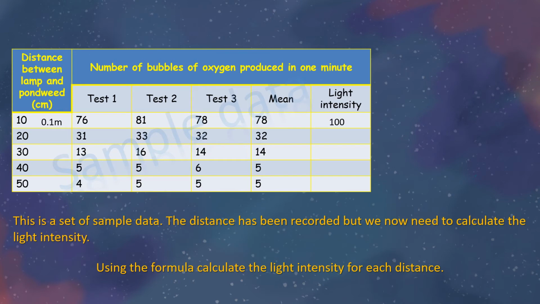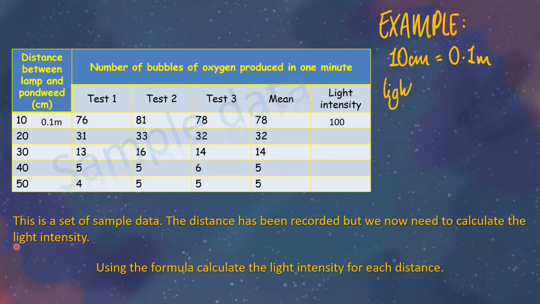Okay, so we have some sample data here. The distance has been recorded, but we now need to calculate the light intensity. So using the formula, we're going to calculate the light intensity for each distance. Now I've done the first one for you, and this is how I did it. So 10 centimeters is 0.1 meters. So when you're doing light intensity, you want to do it in meters. So to convert centimeters to meters, you divide by 100. Okay, so 10 centimeters equals 0.1 meters.